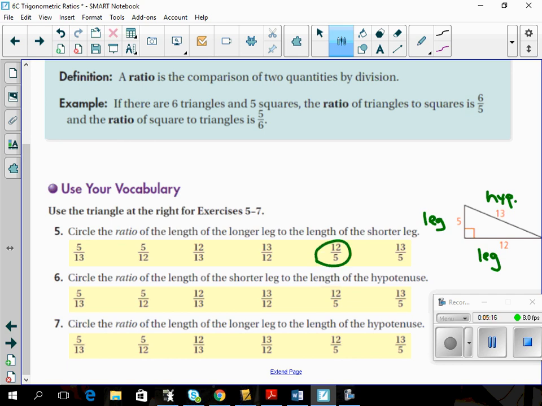What about the shorter leg to the length of the hypotenuse? That's going to be 5/13. Okay, very good. And then how about longer leg to the hypotenuse? 12/13. Okay, perfect. So we know how to figure out, looking at the triangle, what numbers we're pulling together. That's not the hard part.